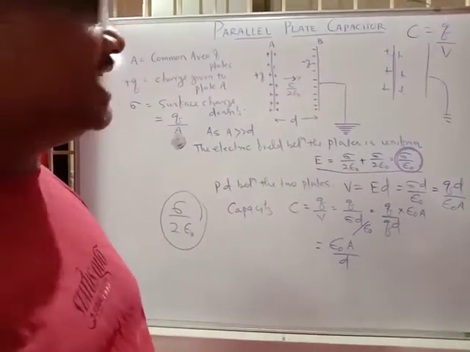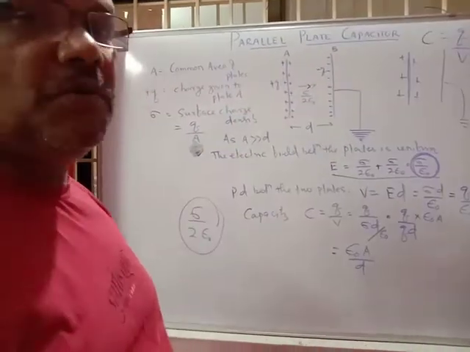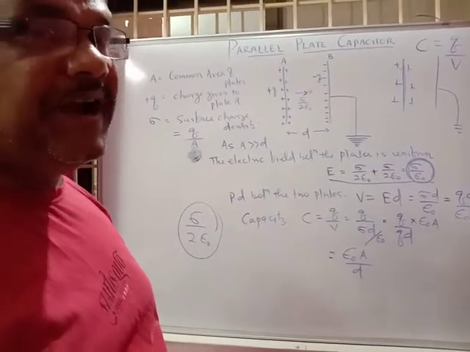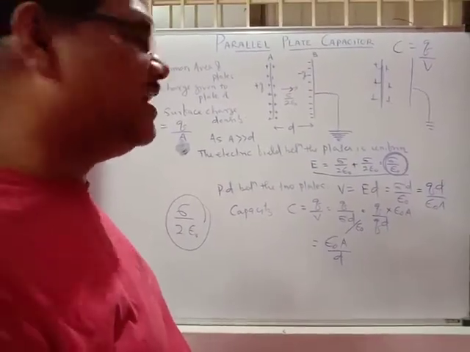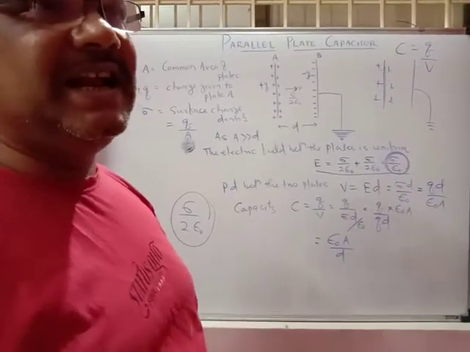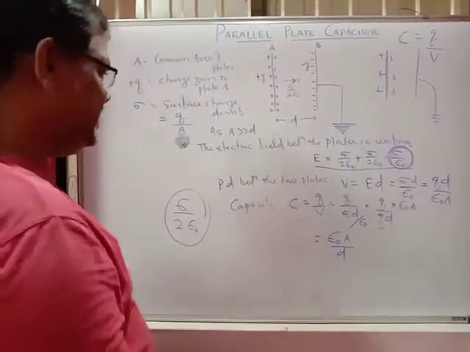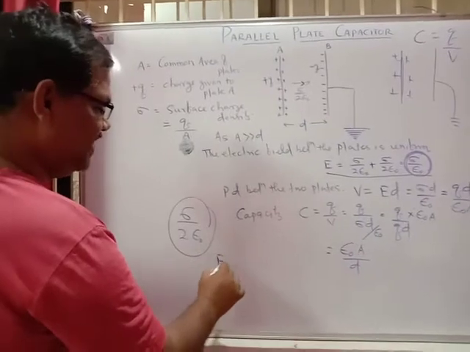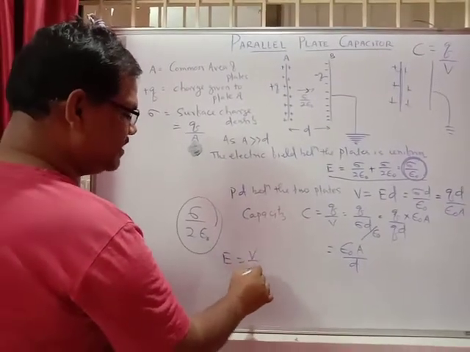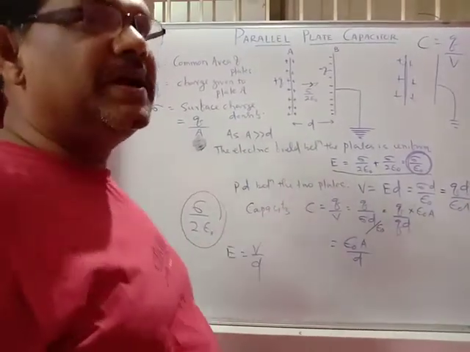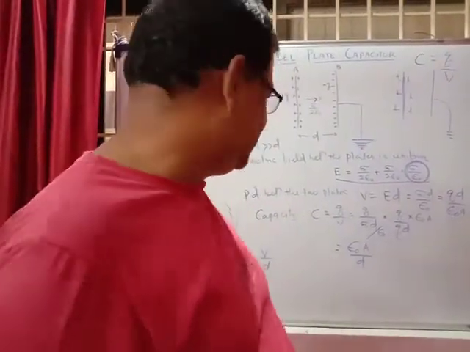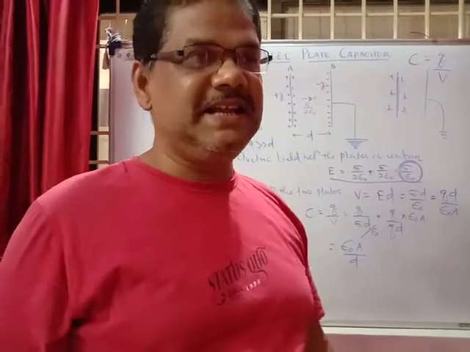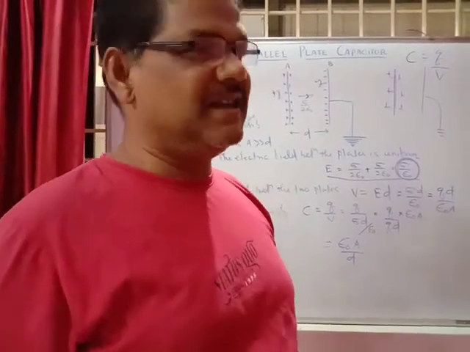So what will be the potential difference between the two plates? We have to find out the PD between the two plates. You know the relation between potential difference and electric field intensity: E equal to V upon D, or you can say E equal to minus dV upon dx. That is, electric field intensity is the negative potential gradient at that point.